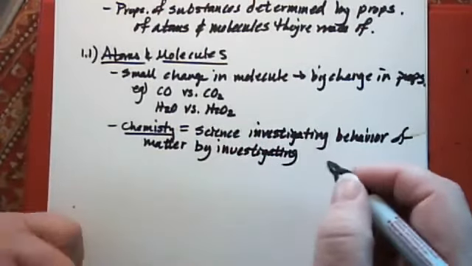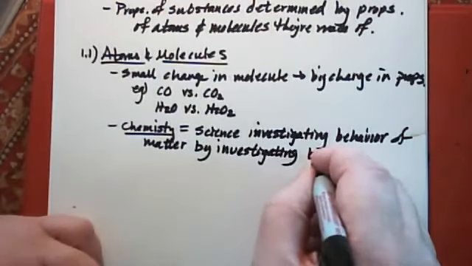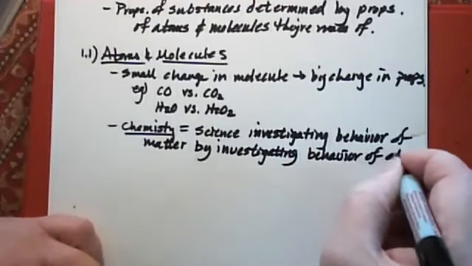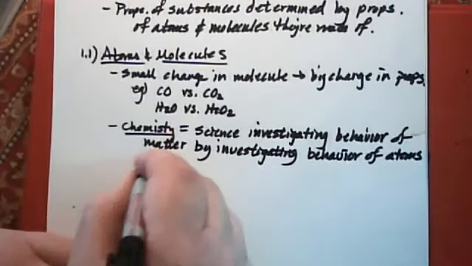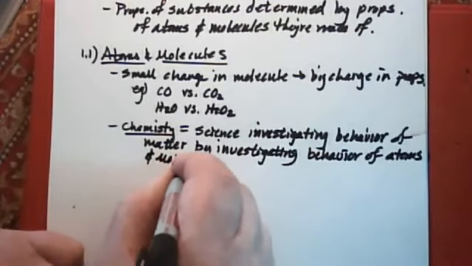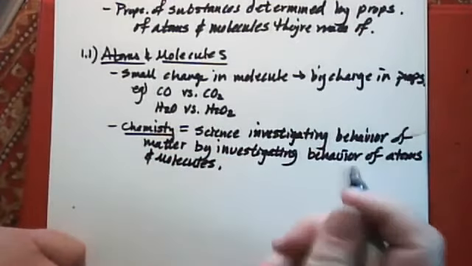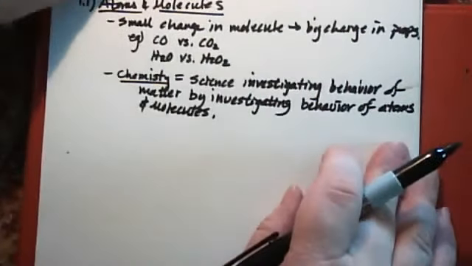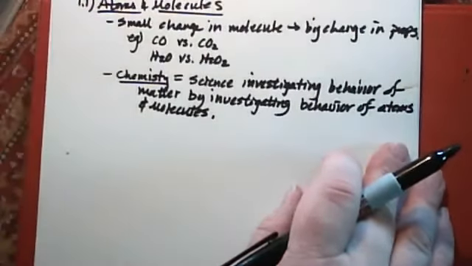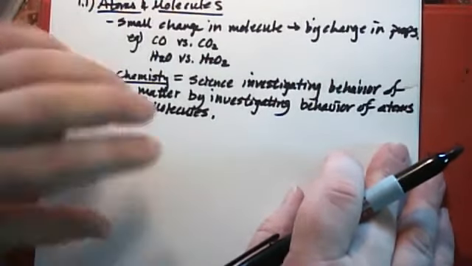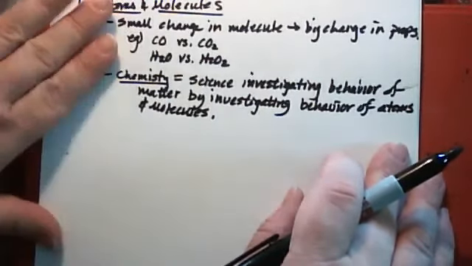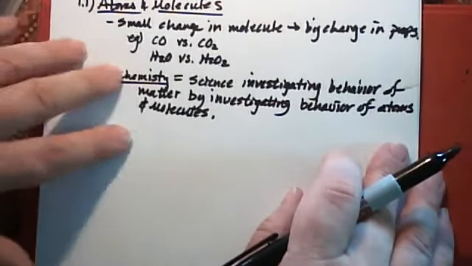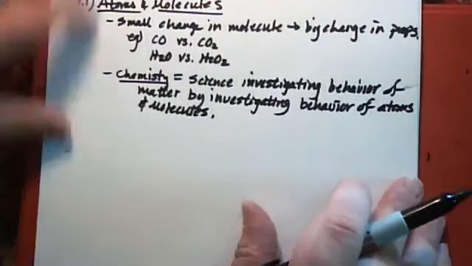By investigating the behavior of atoms and molecules. So, like I said, the overall properties of substances are determined by the properties of the atoms and molecules that make them up. So if you can understand how atoms and molecules behave on the smallest level, then you can probably guess how the overall substance is going to behave.